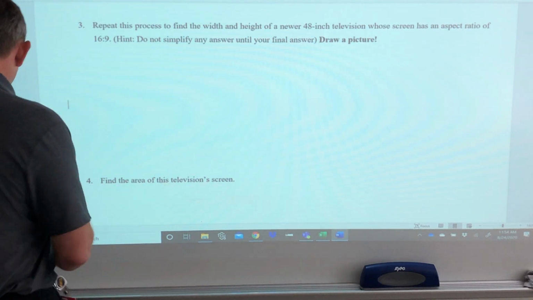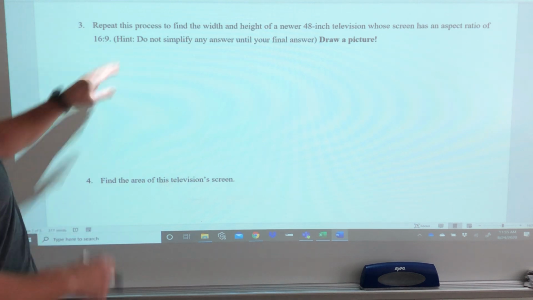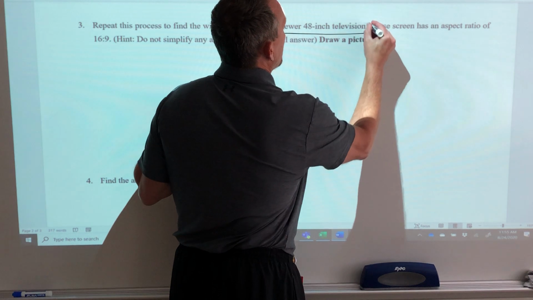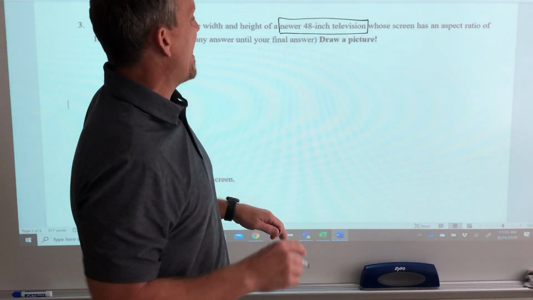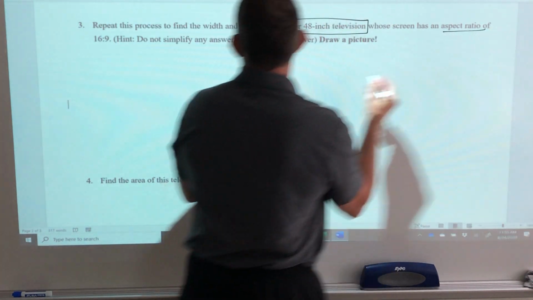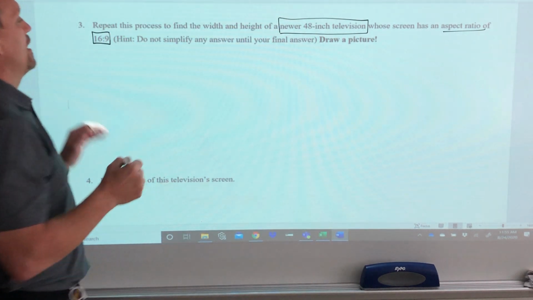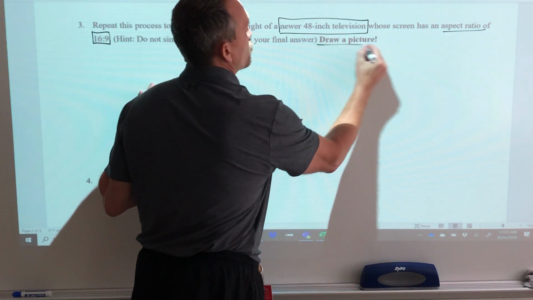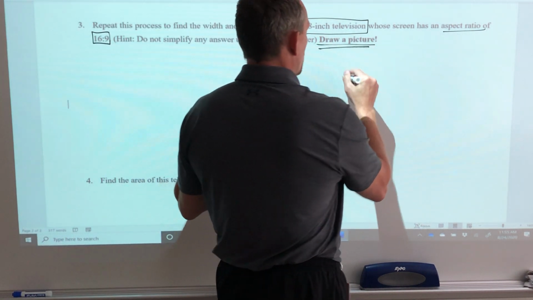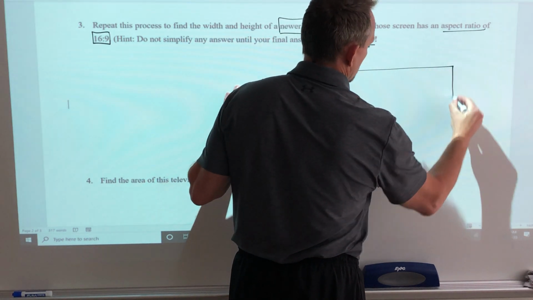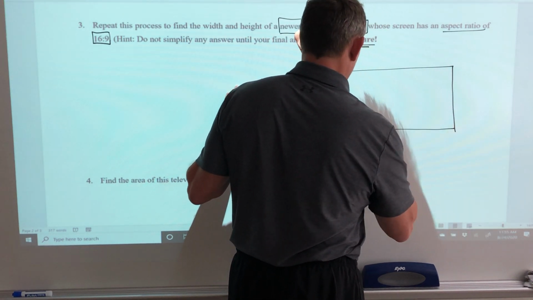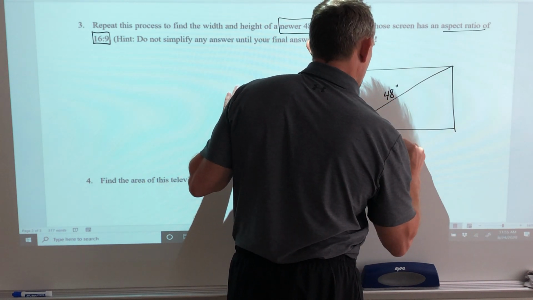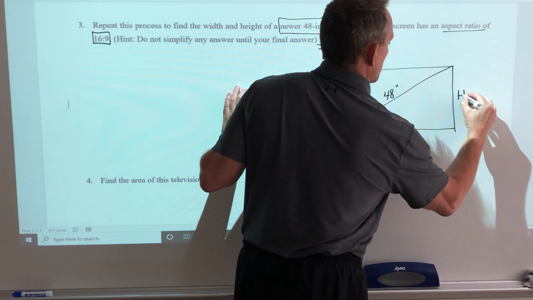That's great. All right, so it says repeat the process to find the width and height of a newer 48-inch television whose aspect ratio is 16 to 9. Hint, do not simplify any answers until the final answer. So draw a picture. So we're just going to draw this picture. And that's 48 inches. And here's my width, and here's my height.